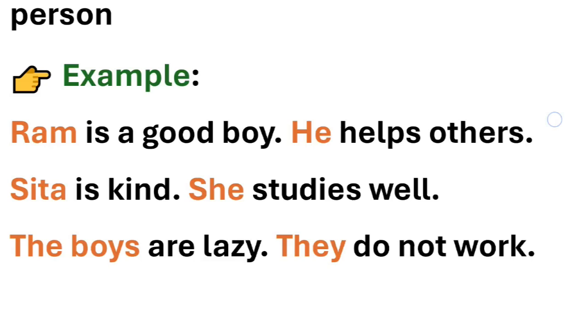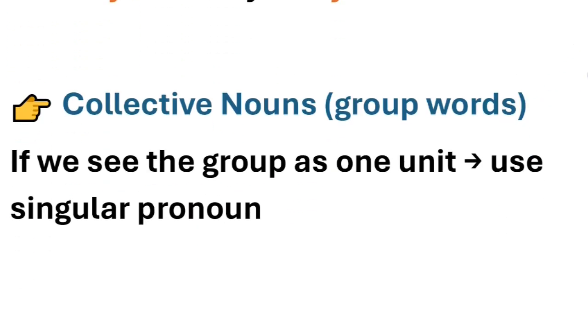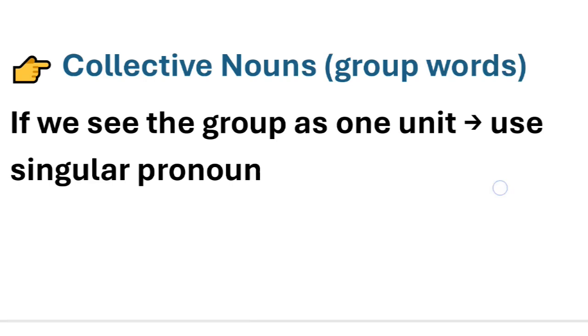Now in the same way we have another example, which is: Sita is kind, she studies well. Sita is feminine gender, the pronoun she is also feminine gender. Sita is a singular noun, so she is also a singular pronoun. Now we have another example, which is: the boys are lazy, they do not work. Now this is important. The boys, this is plural in number. This noun is plural in number, and the pronoun we have used, which is they, is also a plural pronoun. So this we have to keep in mind.